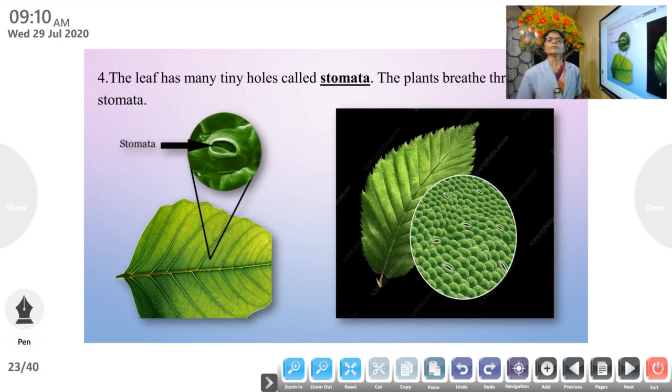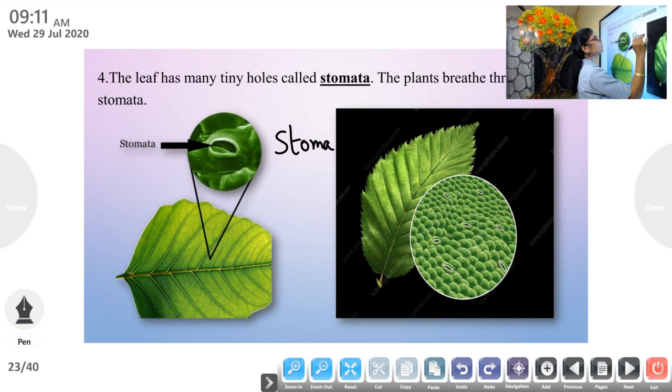Then we already studied that the leaf has tiny holes on the lower side, and it is known as stomata. In first class we studied about stomata.